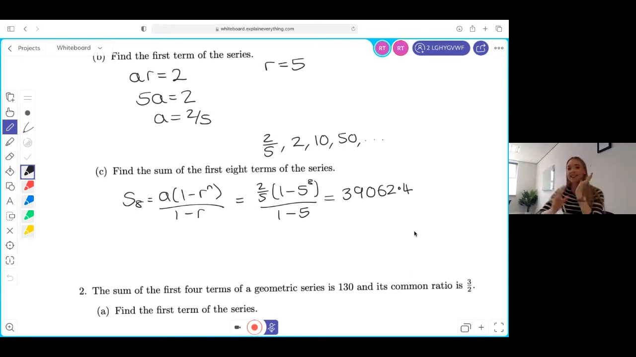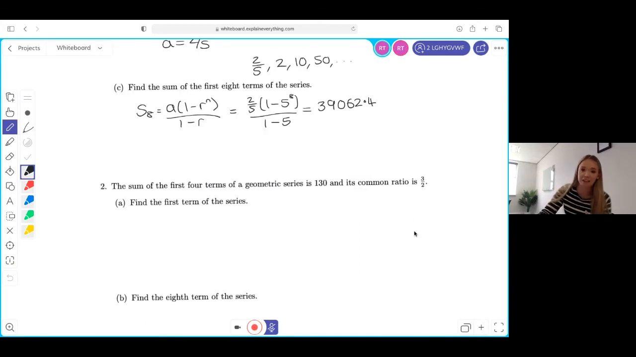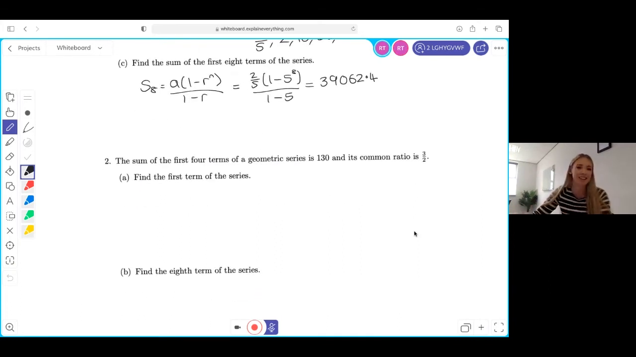So if we look at a slightly different one for the wording of it, a lot of this is still simultaneous equations, but it's just forming those equations. So in our next question, we have the sum of the first 4 terms of a geometric series is 130, and we're given that the common ratio is 3/2. So we know that R is 1.5.